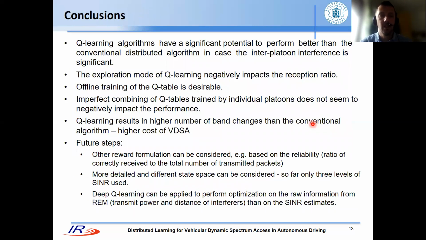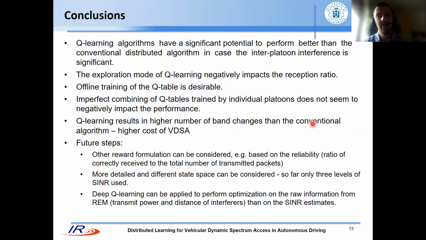So to conclude my talk, the Qlearning algorithms have a significant potential actually to perform better than the conventional algorithm, especially in case of high inter-platoon interference, right? But the drawback of Qlearning here is that we have this exploration mode, which somehow negatively impacts the reception ratio. So we should avoid actually the exploration mode in case of autonomous platoon operation. So we can consider some offline training of the Q tables, for example, having human drivers within the platoon and then exchanging the information and updating Q tables. What's also important is that the imperfect combining, so the federated learning, does not seem to negatively impact the performance.